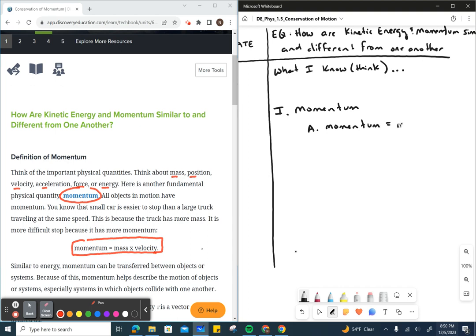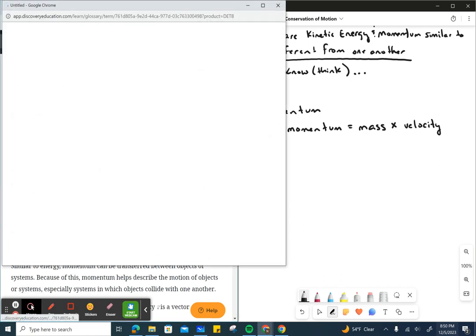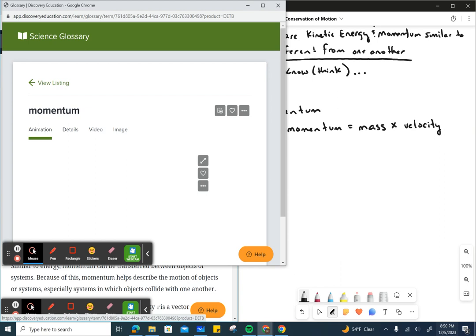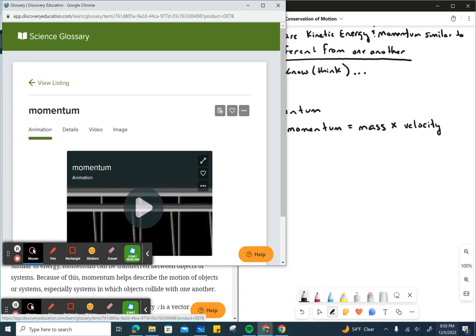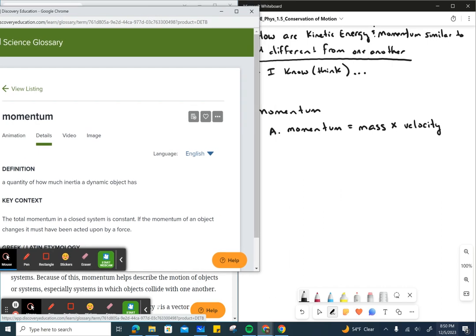Momentum is equal to mass times velocity. Okay. And if we come back over here and click on the vocabulary, make sure we don't miss anything here. You can watch these animations and these videos, but I'm going to click on details. A quantity of how much inertia a dynamic object has. Okay, so that's nicely articulated. Let's go ahead and write that down.